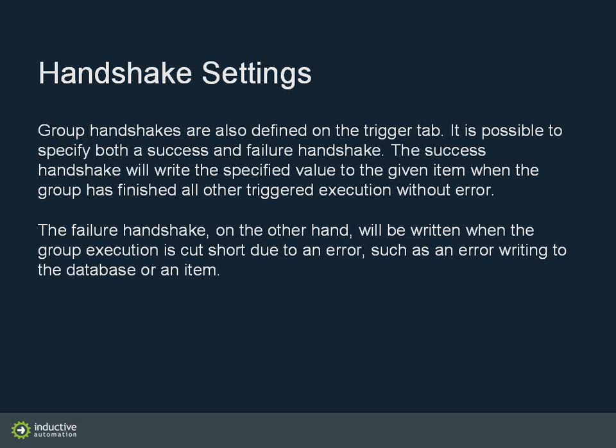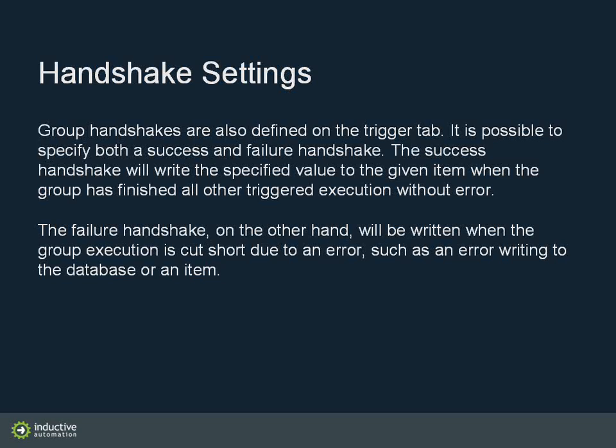And at the very end of the group, we have a handshake setting. The handshakes are also defined on that trigger tab, and it's possible to specify both a success and failure handshake. What this really is, is that once the group completes successfully or it fails, a value will get written to some item that you have in the group when it's finished executing. So the success handshake will write the specified value to the given item when the group has finished all the triggered execution without any errors.